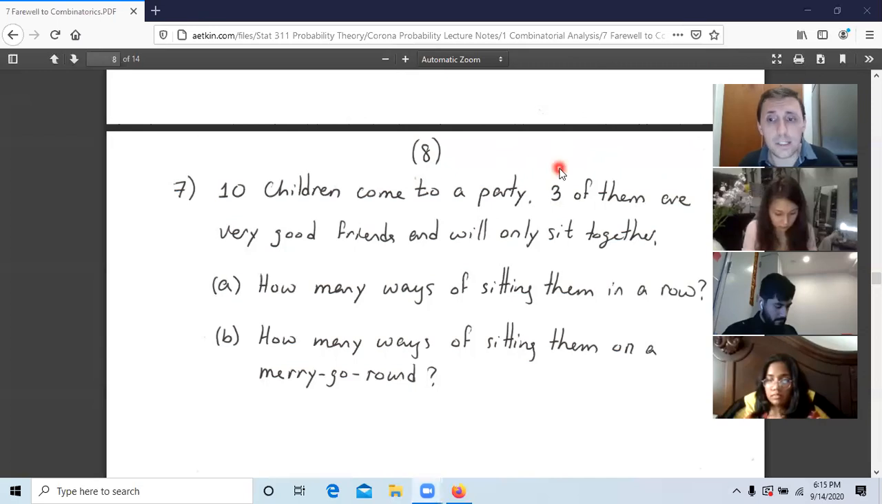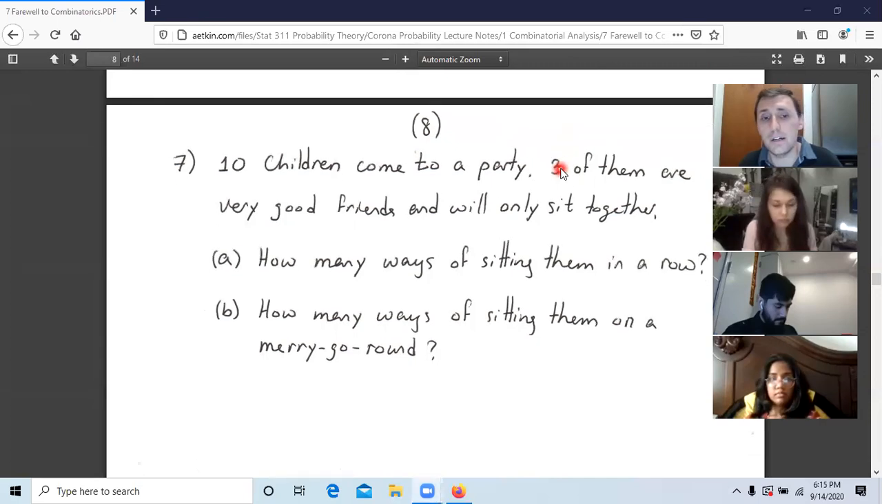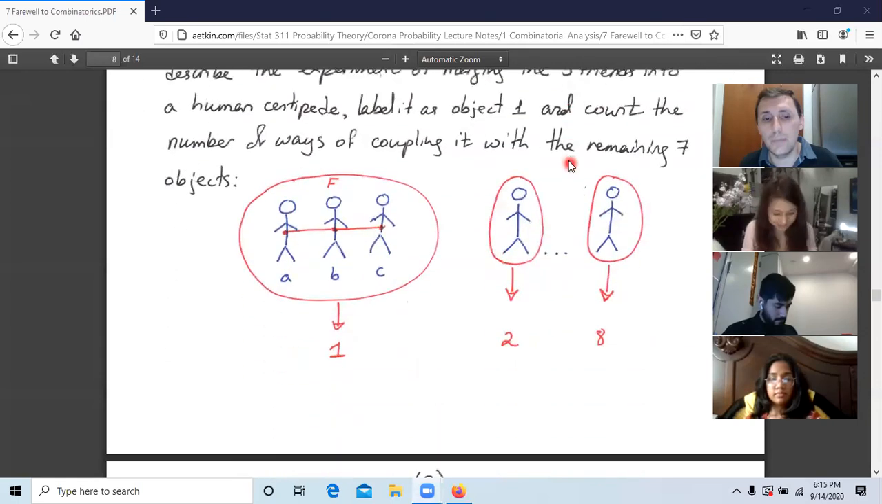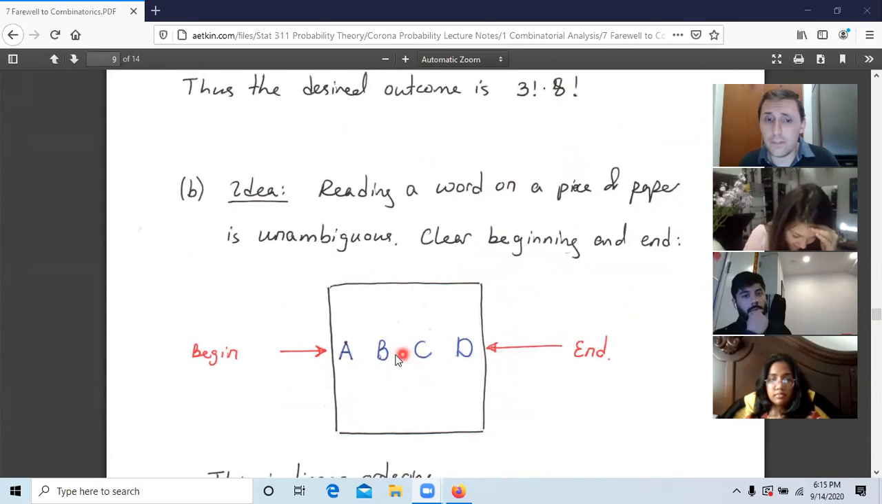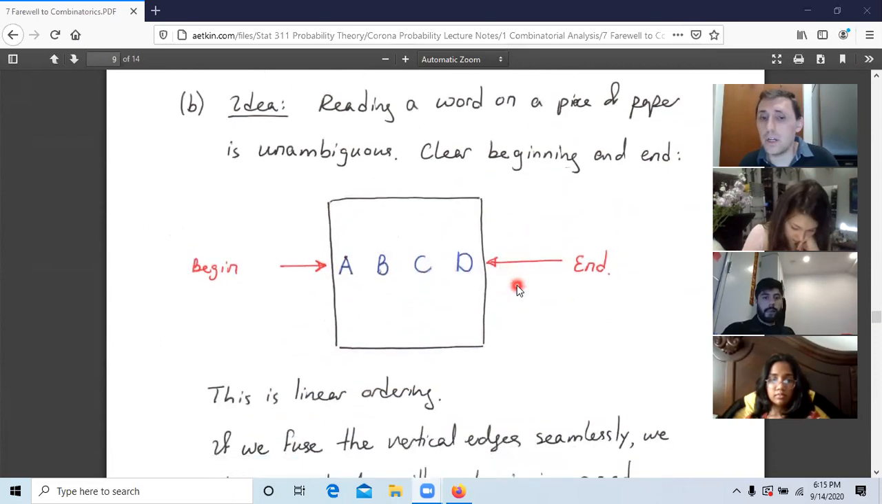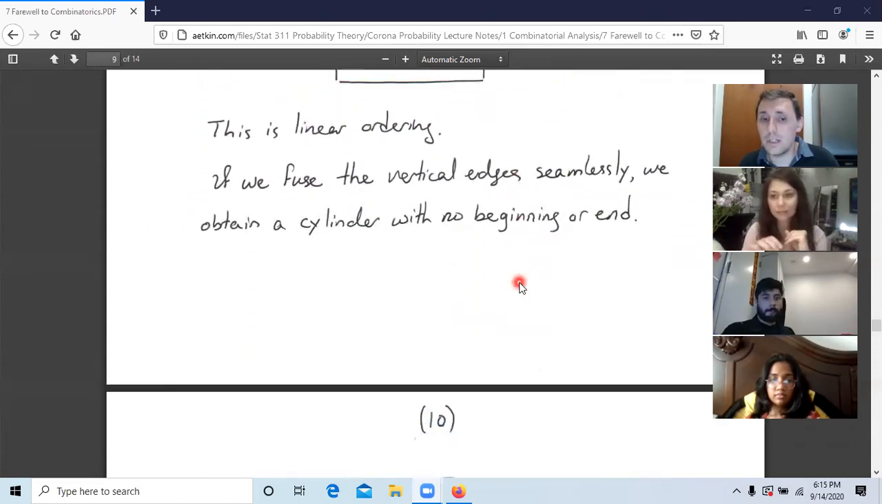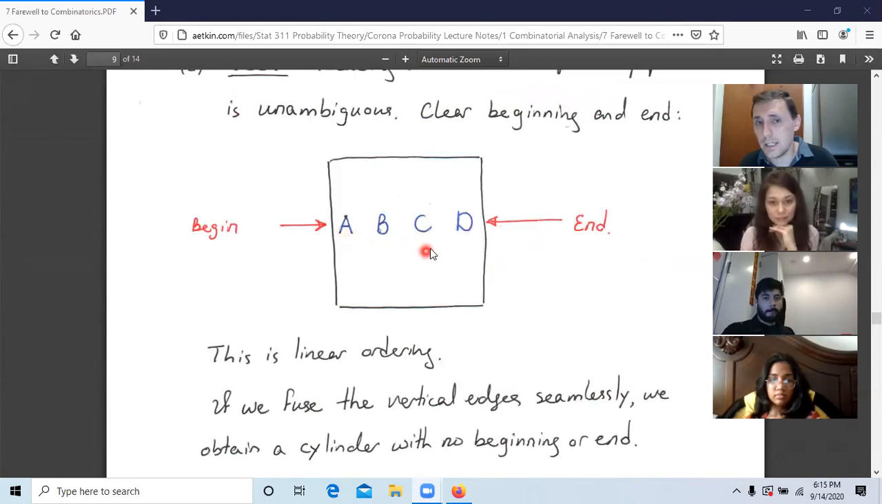All right, so let's see what is my document and what do I mean by a merry-go-round. Here is what happens if you have linear order. Imagine you are reading the letters A, B, C, D, it's one word. When it's on a flat sheet of paper, you know that this is the beginning and this is the end, correct? So that's a linear arrangement. What do you think is a merry-go-round or cylinder arrangement?